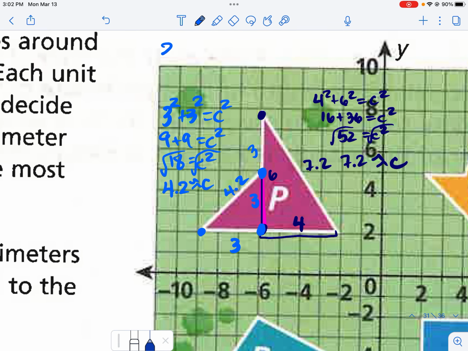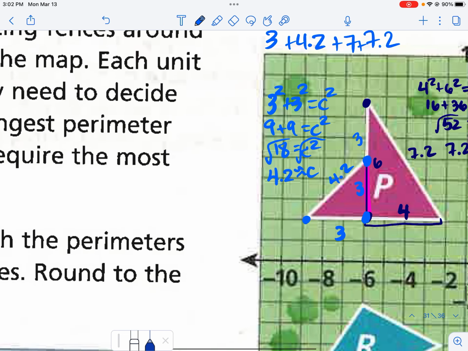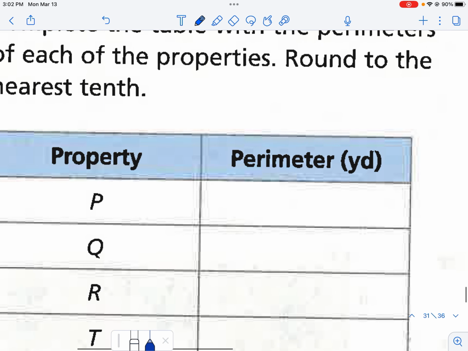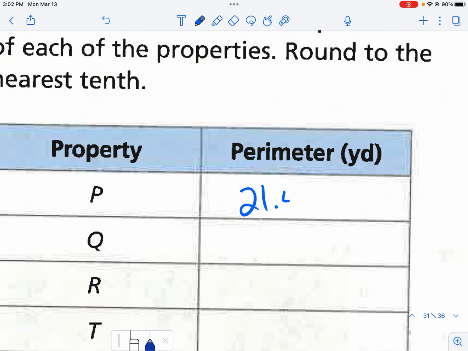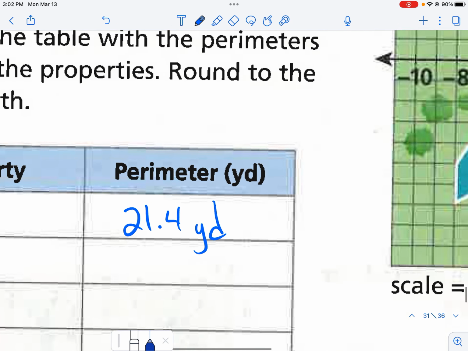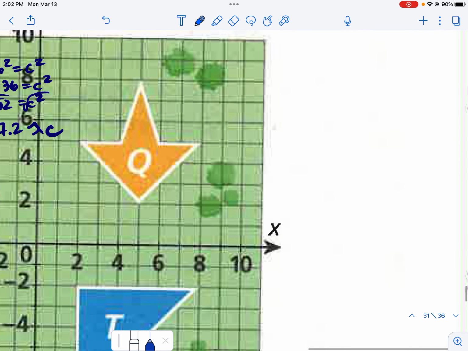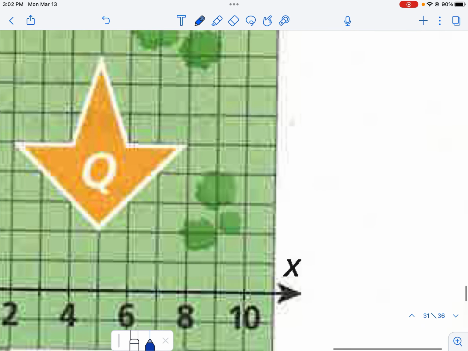So we have 3 plus 4.2 plus 7 plus 7.2. So that's 10, 7, 14, 21.4. Then we come over here.